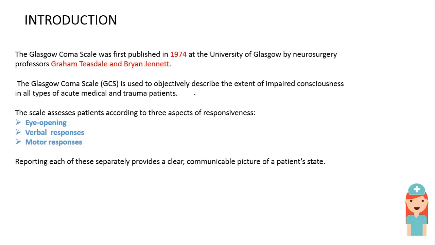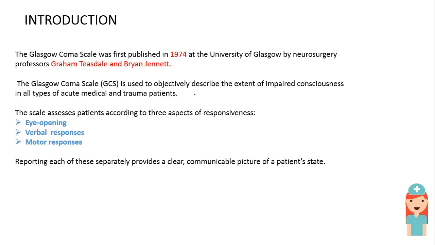The scale assesses patients according to three aspects of responsiveness: eye opening, verbal response, and motor response. For eye opening, the minimum score is 1 and the maximum score is 4. For verbal response, the minimum score is 1 and the maximum score is 5. For the motor response, the minimum score is 1 and the maximum score is 6. So together, the minimum score should be 3 and the maximum should be 15. Reporting each of these separately provides a clear, communicable picture of a patient's status.